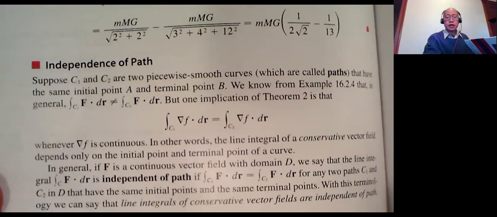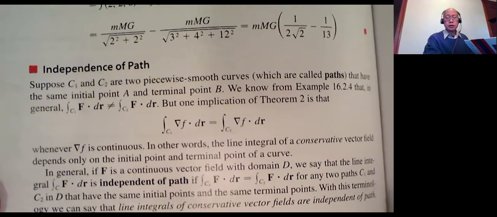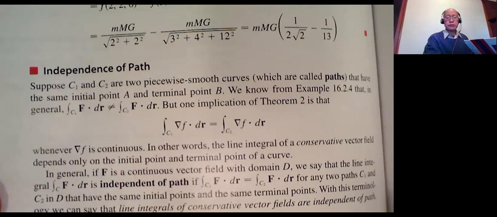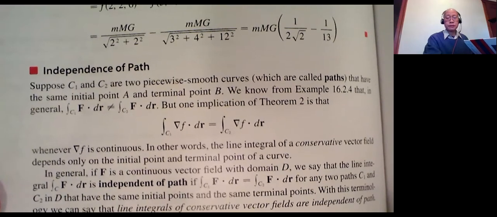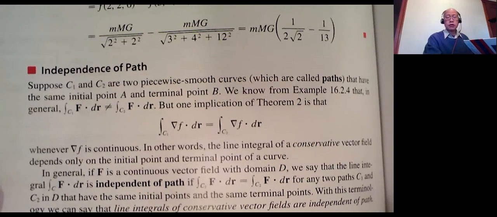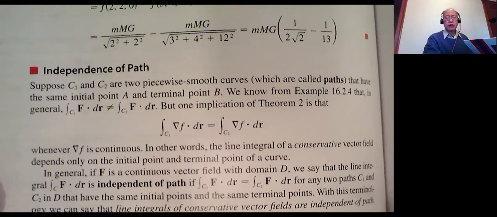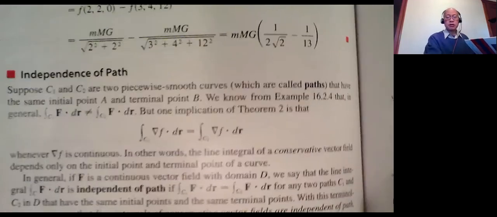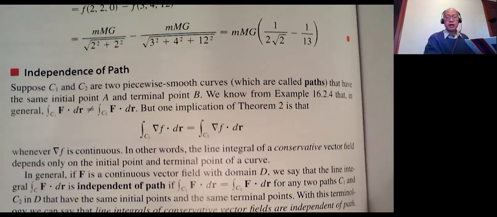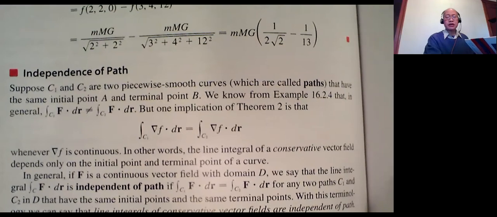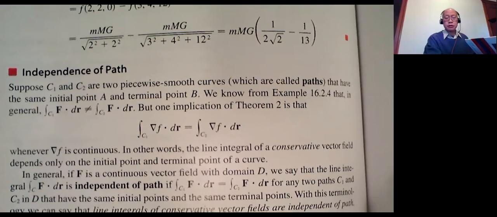Okay, we have something called path independence. If you get the same answer along any two curves, as long as the beginning and ending point are the same, that's what they're saying there. So the integral along curve C1 of del f dot dr is equal to the integral along C2 of del f dot dr. That's called independence of path, or path independence.